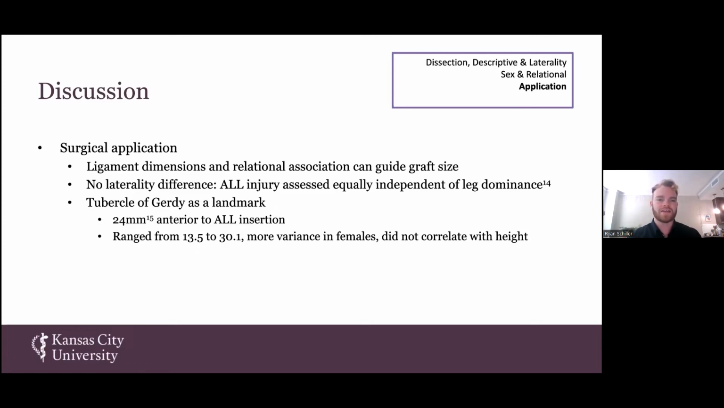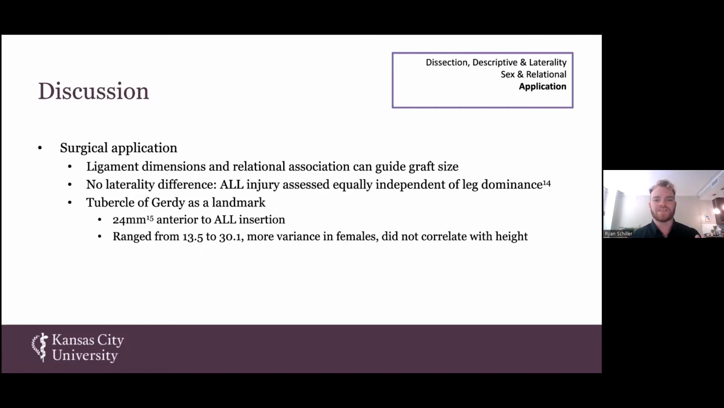And then lastly, looking at the tubercle of Gerdy as a surgical landmark, it can be helpful, but not incredibly reliable. The positives are that it was consistently an average of 24 millimeters anterior to the insertion of the ALL, and that was for both right and left sides and for males and females. And that also matched up with a previous study, 24 millimeters anterior.